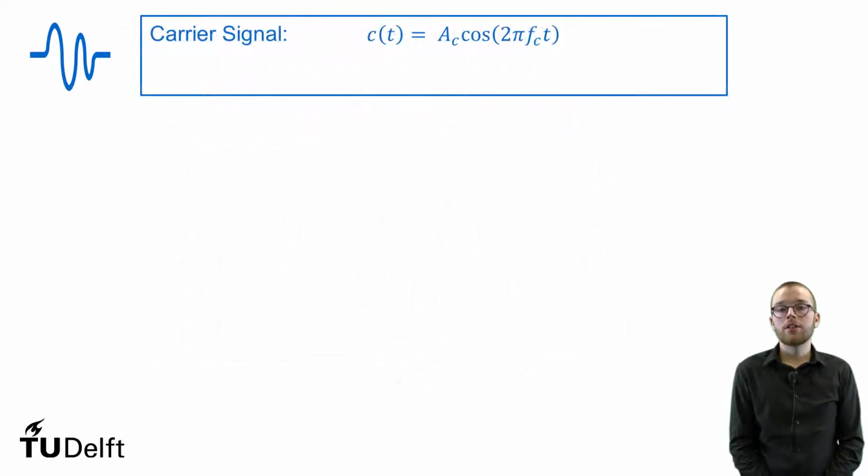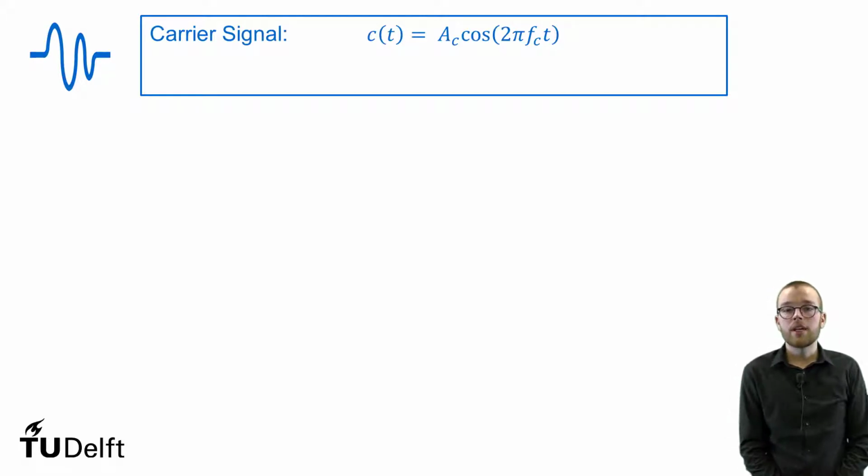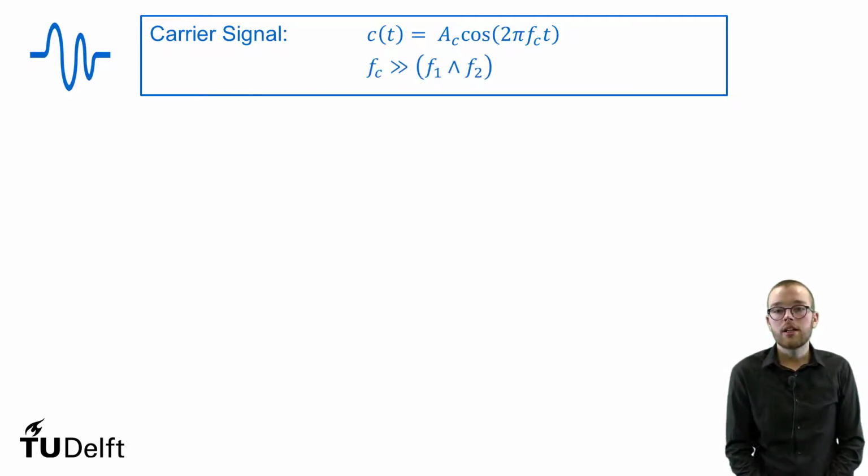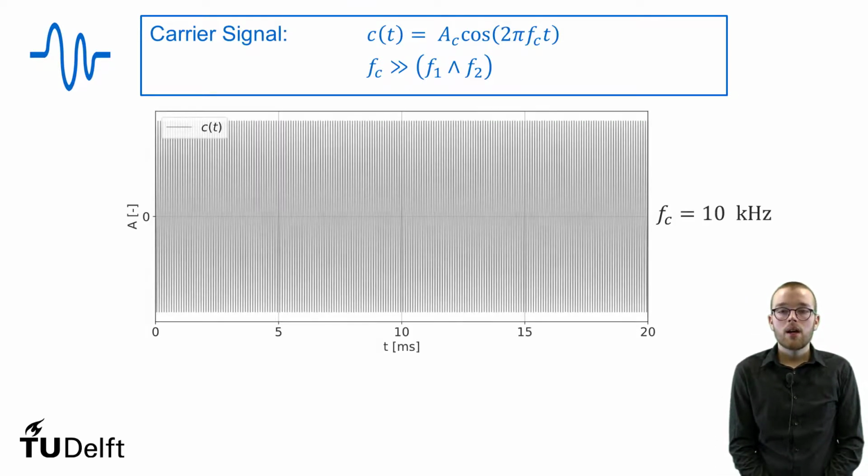In amplitude modulation, the carrier signal is given by C of t, which again is a cosine with amplitude AC and frequency Fc. In order for amplitude modulation to work properly, the frequency Fc has to be much larger than the frequencies inside of our modulating signal. Let's take a graphical look at this as well.